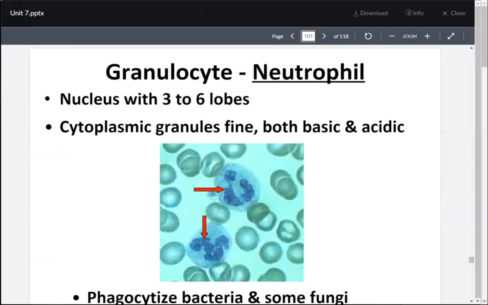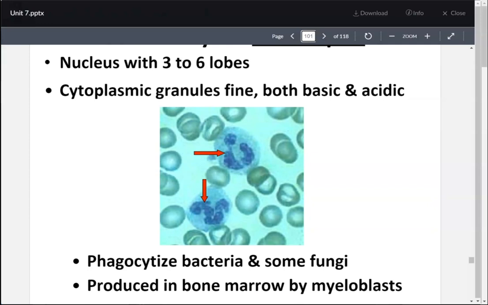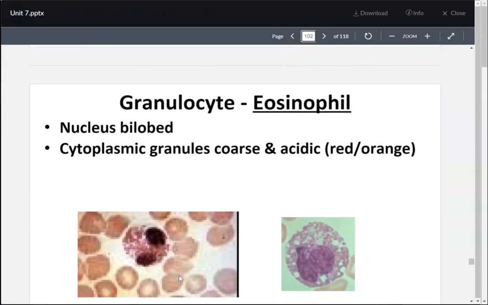So here's our neutrophil. The nucleus of a neutrophil is going to have 3 to 6 lobes, as you can see here. The granules are going to be fine and be caught up with both basic and acidic dyes. Basic and acidic dyes, if you have not taken microbiology yet, will be explained in microbiology. And neutrophils' role is to eat bacteria and some fungi, as we mentioned, produced in the bone marrow.